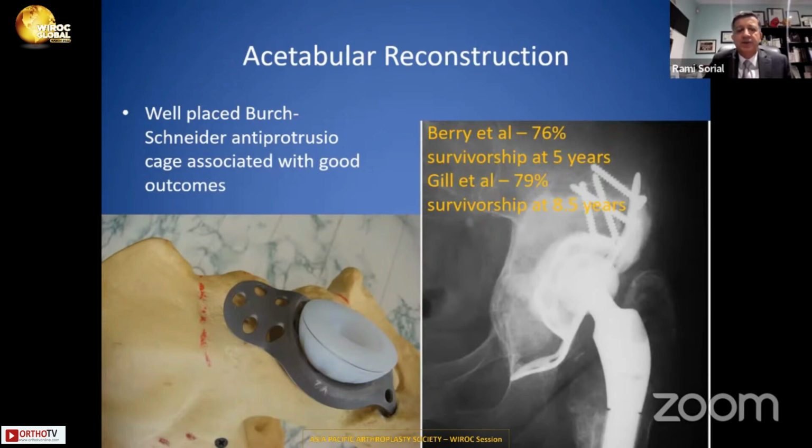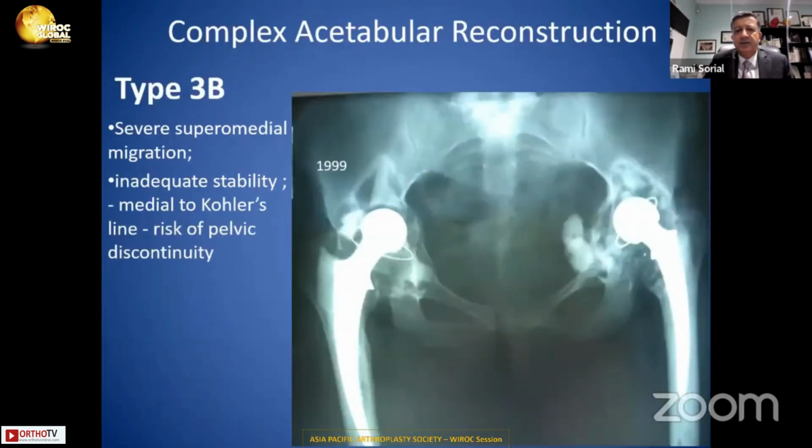Well placed, it secures good outcomes. Dan Berry reported on this, 76% survivorship at 5 years, while Gill reported 79% survivorship at 8.5 years.